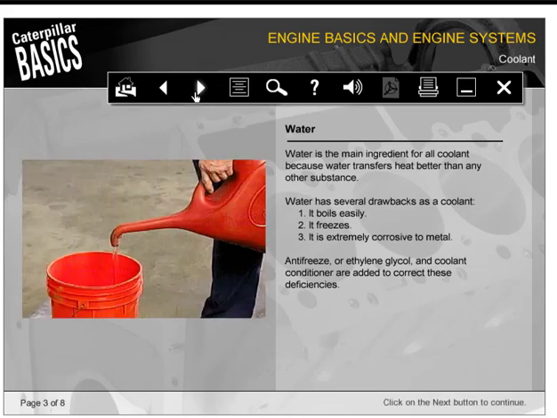Water is the main ingredient for all coolant because water transfers heat better than any other substance. Water has several drawbacks as a coolant. It boils easily. It freezes, and it's extremely corrosive to metal. Antifreeze, or ethylene glycol, and coolant conditioner are added to correct these deficiencies.